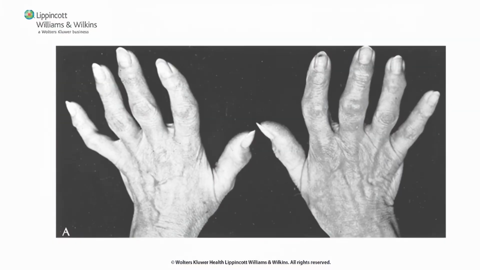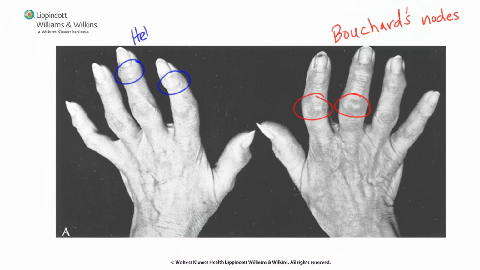In the fingers, we give these osteophytes special names. In the PIPs, the proximal interphalangeal joints, osteophytes are referred to as Bouchard's nodes. And in the distal IP joints, the DIPs, the osteophytes are referred to as Heberden's nodes. The classical presentation of osteoarthritis in the hands would be an elderly person with really knobby interphalangeal joints in their hands.